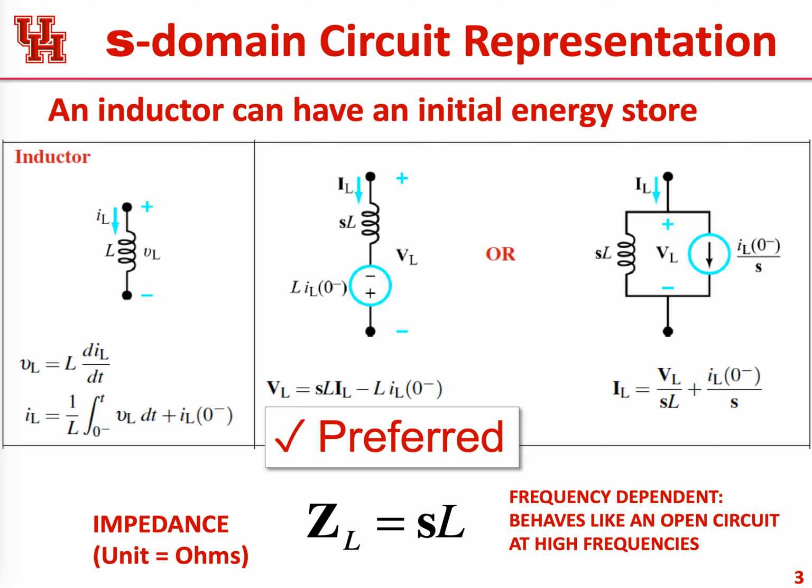Now, there is an alternate way of doing this. We could have also written this equation in terms of I sub L, as you see on the slide, on the right hand side. You can also express this initial current as a current source that's in parallel with the inductor. Anyway, for this course, just to keep things simple and organized, we will just go with this representation, all right?